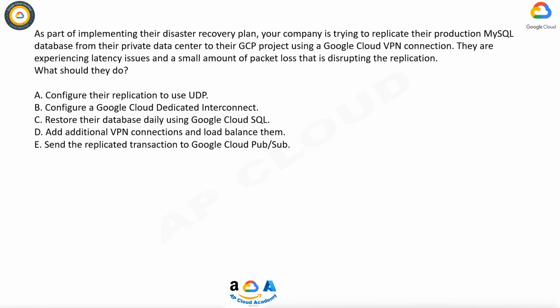A. Configure their replication to use UDP. B. Configure a Google Cloud dedicated interconnect. C. Restore their database daily using Google Cloud SQL. D. Add additional VPN connections and load balance them. E. Send the replicated transaction to Google Cloud Pub/Sub. Correct answer, B. Configure a Google Cloud dedicated interconnect.